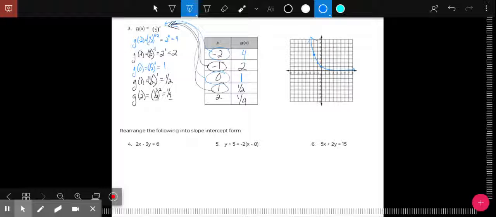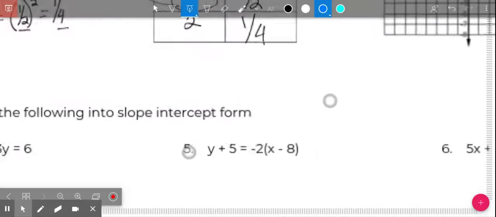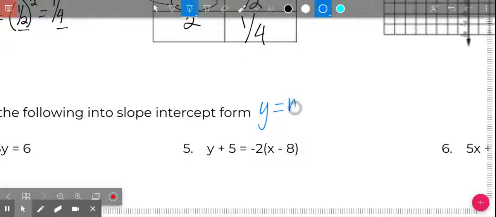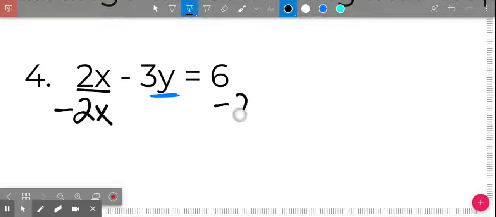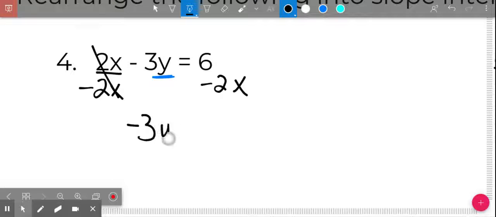All right, so the last 3, we're just rearranging in slope-intercept form. Remember, that's going to be y equals mx plus b. We're really just getting the y by itself. So the goal is to get the y alone. So we're going to start by getting rid of the 2x. It's positive, so we're going to subtract the 2x over. Those will cancel. I'll have -3y is equal to. These are not like terms, so I can't combine them. So it's just going to be -2x plus 6.